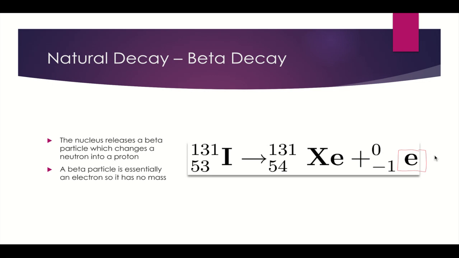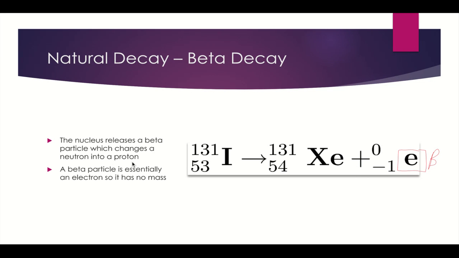The other way it can be represented is a B looking thing. It's a beta symbol. It has no mass, but it has a negative charge. Very similar to an electron. In fact, it really pretty much is an electron. It just comes out of the nucleus.